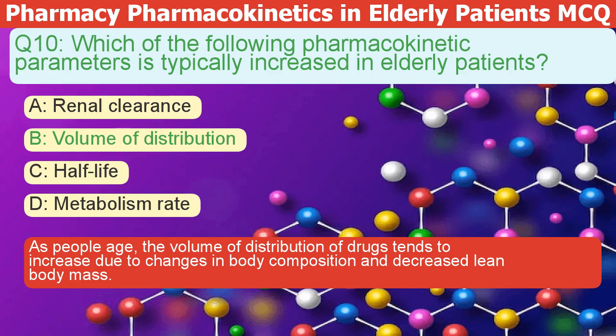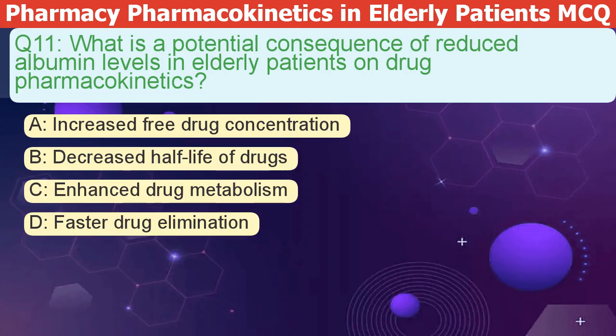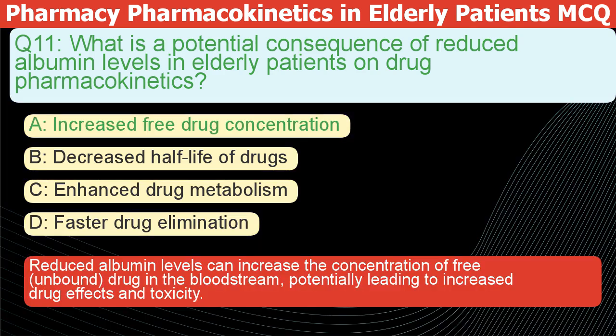What is a potential consequence of low albumin levels in older patients, affecting how their bodies process drugs? A. Increased free drug concentration. B. Decreased drug half-life. C. Enhanced drug metabolism. D. Faster drug elimination. The correct answer is A. Reduced albumin levels can increase the concentration of free, unbound drug in the bloodstream. This can lead to increased drug effects and toxicity.